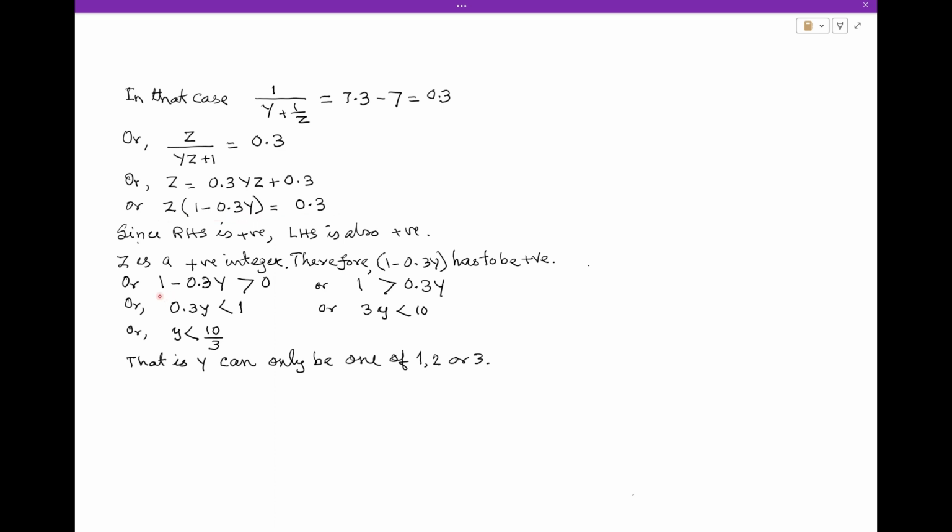In other words, 1 minus 0.3y is greater than 0, or 1 is greater than 0.3y, or 0.3y is less than 1, or 3y is less than 10, or y is less than 10 by 3. Since y is a positive integer, y can only be one of 1, 2 or 3. It can be 1 or it can be 2 or it can be 3.